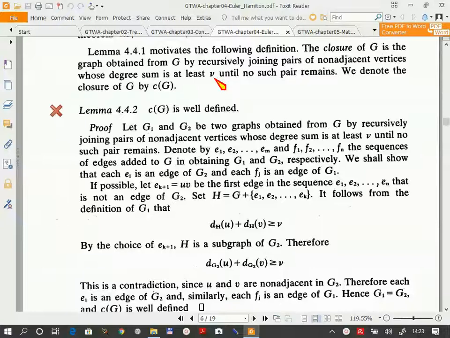Okay? When you have no more such pairs, you are finished, and the graph which you get is called the closure of the initial graph. Okay?